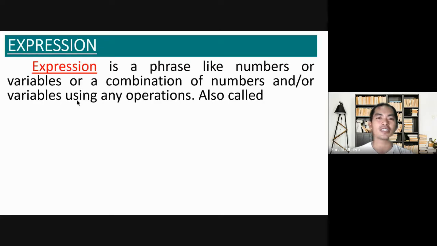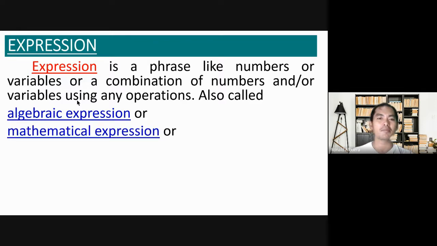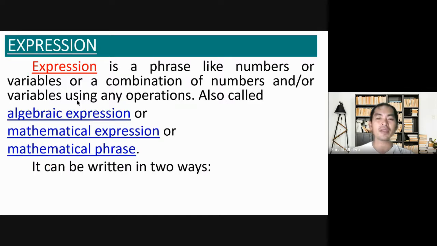Okay, definition. Expression is a phrase like numbers or variables or a combination of numbers and or variables using any operations. Expression is also called algebraic expression, mathematical expression, or mathematical phrase. It can be written in two ways. The first one is in symbol or in words. Okay.